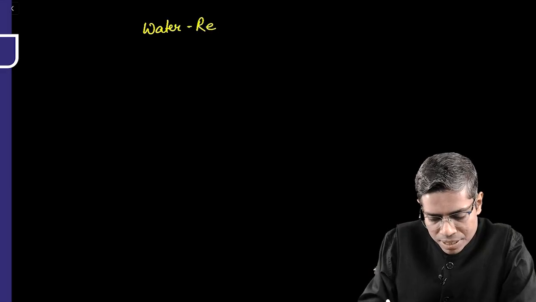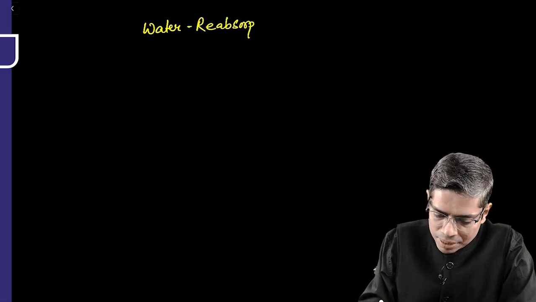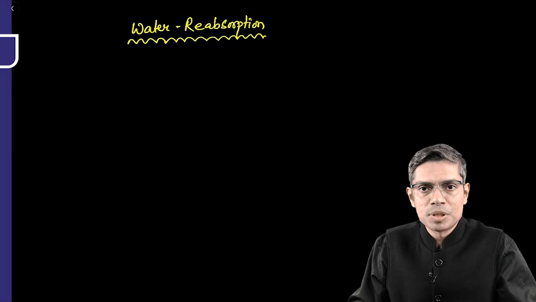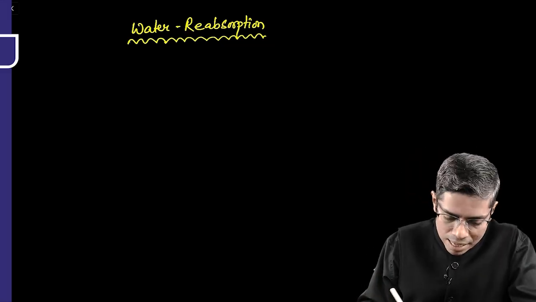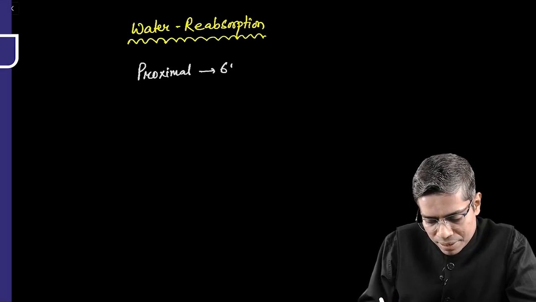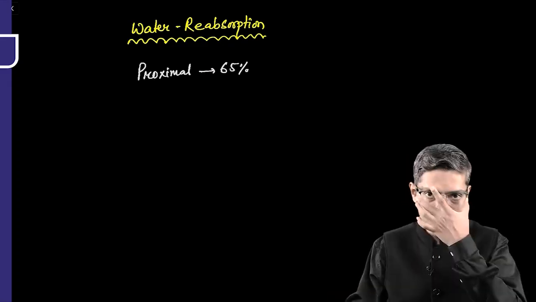Now coming to the next one, that is water reabsorption in different parts of the nephron. Some part of the water reabsorption related discussion we have already done in the sodium reabsorption chapter. So here we are going to summarize everything. So water reabsorption generally happens at the level of the proximal tubule, 65% of total water reabsorption, right?